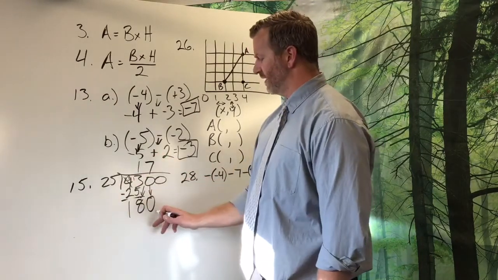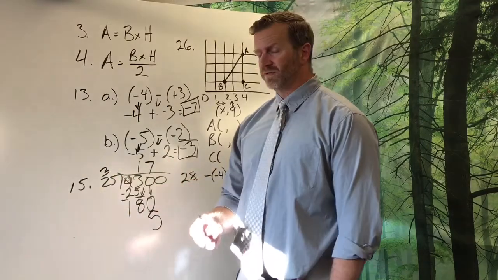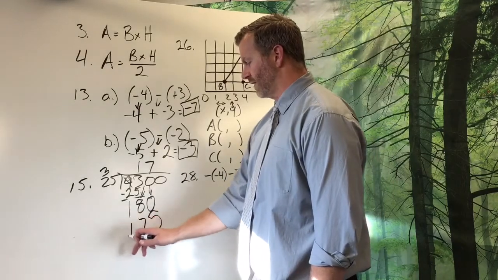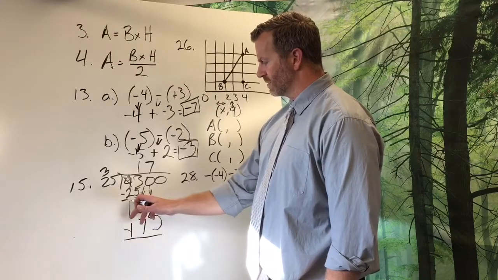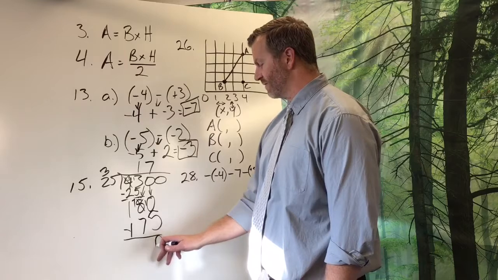So 7 times 5 is 35, right? So we carry that 3. 7 times 2 is 14, plus 3, 15, 16, 17. Ooh, I like what I'm seeing here. Now, we borrow from that 8, it becomes a 7, that becomes a 10. 10 minus 5 is 5. We are not done yet.